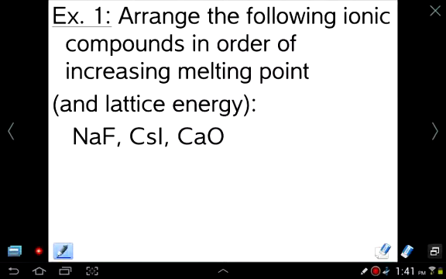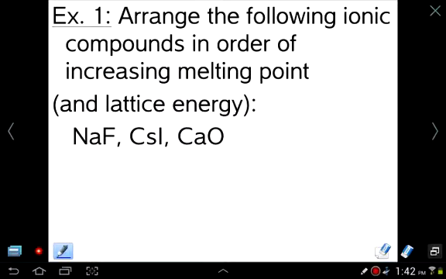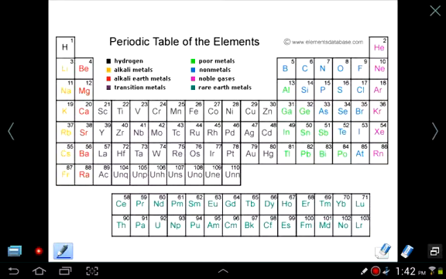So why don't we try an example? Arrange the following ionic compounds in order of increasing melting points, and essentially lattice energy. So we want the first one to be with the least lattice energy, the last one with the most lattice energy. For this, we will need to consult the periodic table, so pull out your favorite periodic table, and it looks like we are looking at sodium fluoride, cesium iodide, and calcium oxide. So let's go ahead and mark. So we got sodium fluoride, we got cesium iodide, and we got calcium oxide.